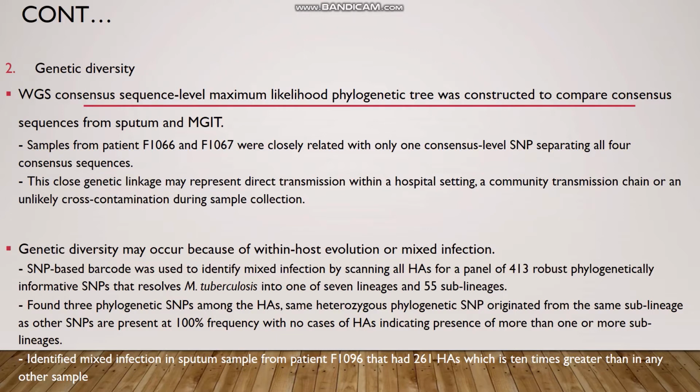To test this, an SNP-based barcode was used to identify mixed infection by scanning all heterozygous alleles for a panel of 413 robust phylogenetically informative SNPs that resolve M. tuberculosis into one of 7 lineages and 55 sublineages. The research found 3 phylogenetic SNPs among the heterozygous alleles. The same heterozygous phylogenetic SNPs originated from the same sublineage as other SNPs present at 100% frequency, with no cases of heterozygous alleles indicating the presence of one or more sublineages. A mixed infection was identified in the sputum sample from patient F1096, which had 261 heterozygous alleles, 10 times greater than in any other sample.